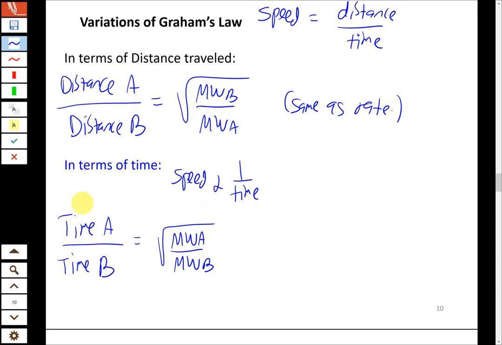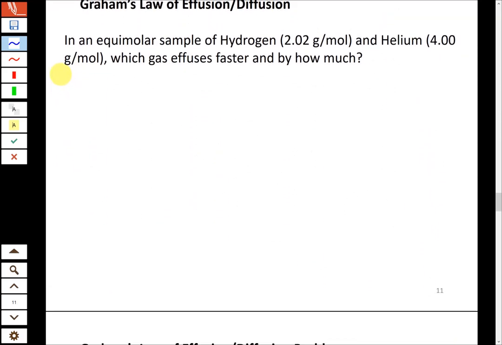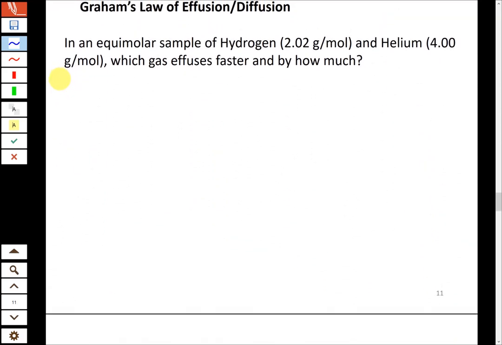All right, so let's just do a few and see how they're set up. So we have one here, which is an equal molar sample of hydrogen and helium. That means you have the same amount of each. And we want to know which gas effuses faster and by how much. Again, effusion is leaking, but both of them use the same equation. So here we're comparing the rate of effusion, which one effuses faster. So we're going to just use that standard form of the equation. The rates of the two.